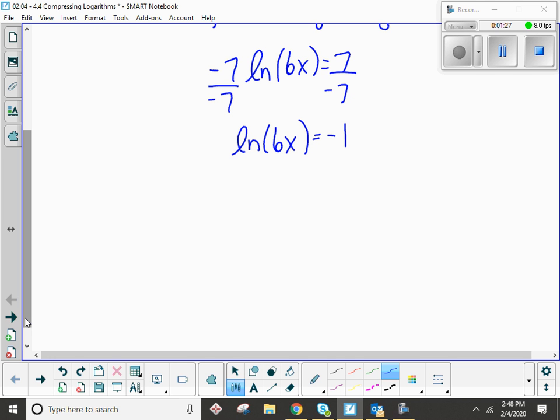What's the inverse of log? Exponential. And what skill do we have to go from log to exponential? Lasso. We start with the base, but I don't see a base. What is that? It's e, right? Okay, so I'll talk about why it's not 10 in just a second. Remember, ln is another way of writing log base e.